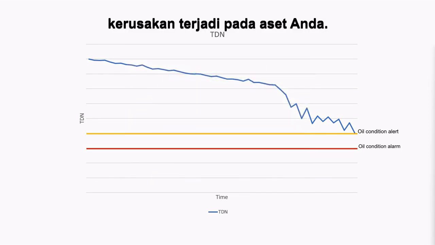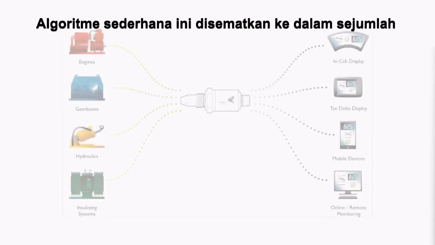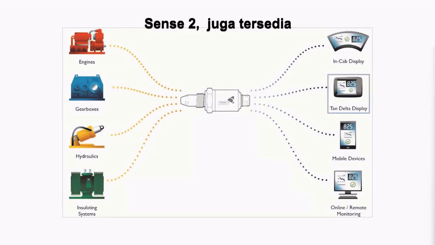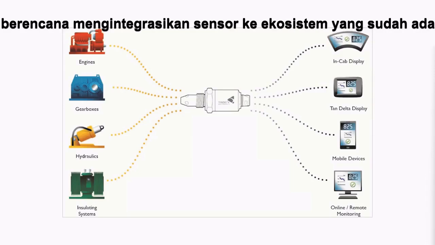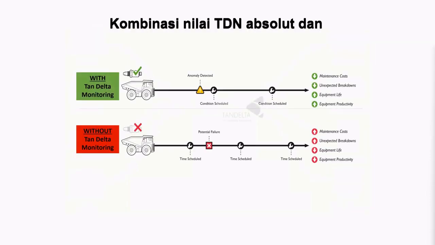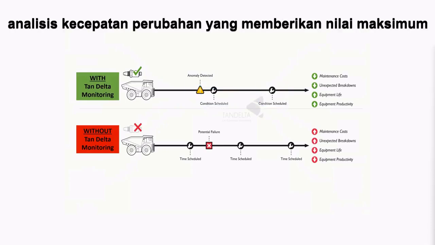occurs to your asset. These simple algorithms are embedded into a number of our products, such as the Display Express supplied as part of our Sense 2 kit, but they are also readily available if you plan to integrate the sensor into an existing ecosystem or your own software platform. It's the combination of the absolute TDN value and rate of change behaviour analysis which delivers the maximum value from the sensor.